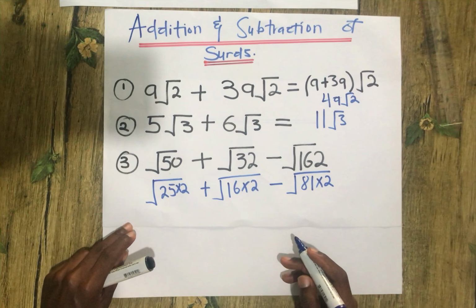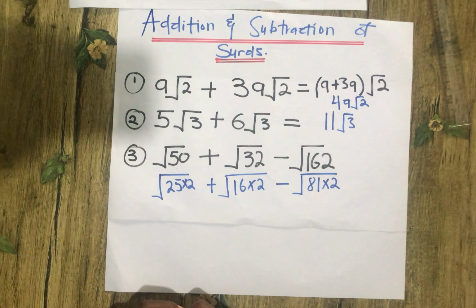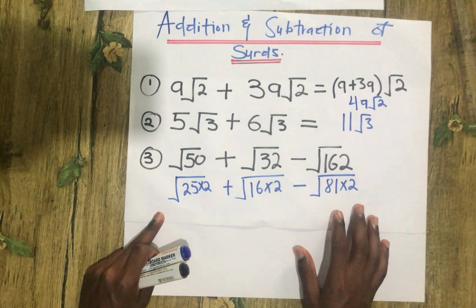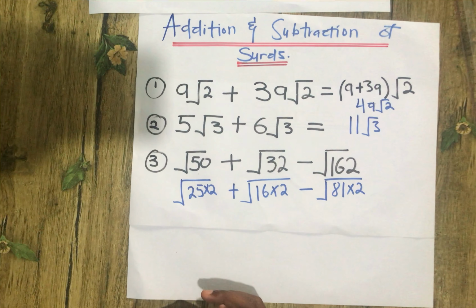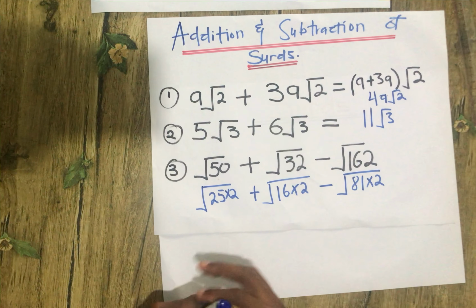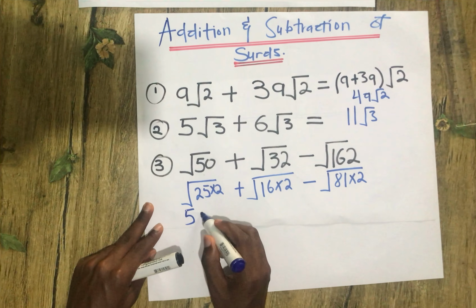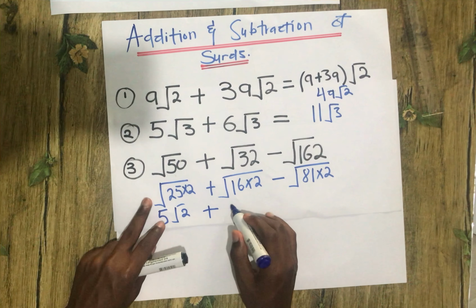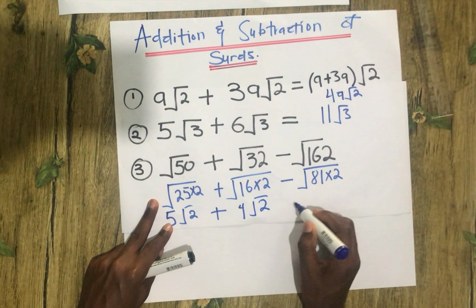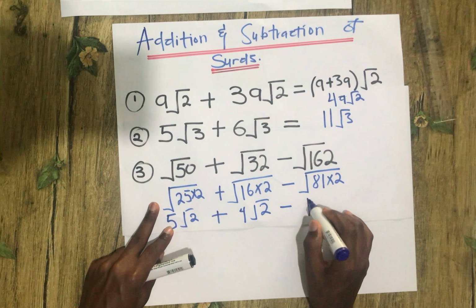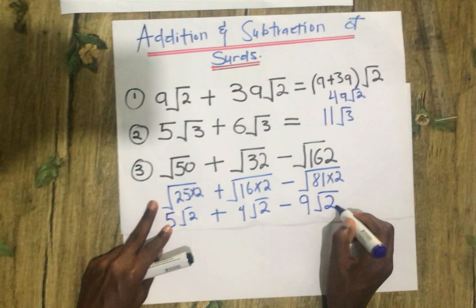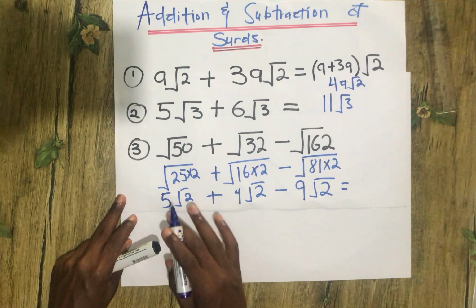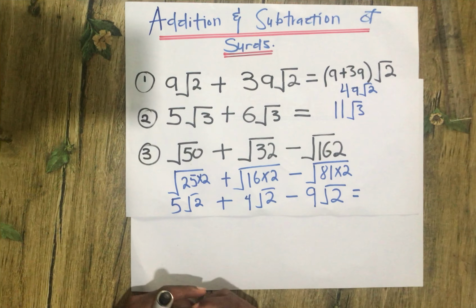So now that we've broken it down, we can simply simplify or solve for one of the values and leave the unbreakable values in their root form. So the first one is 5 root 2, and the second one is 4 root 2, and of course minus 9 root 2. Since they are all like terms, we can simply add them together to get our final answer.